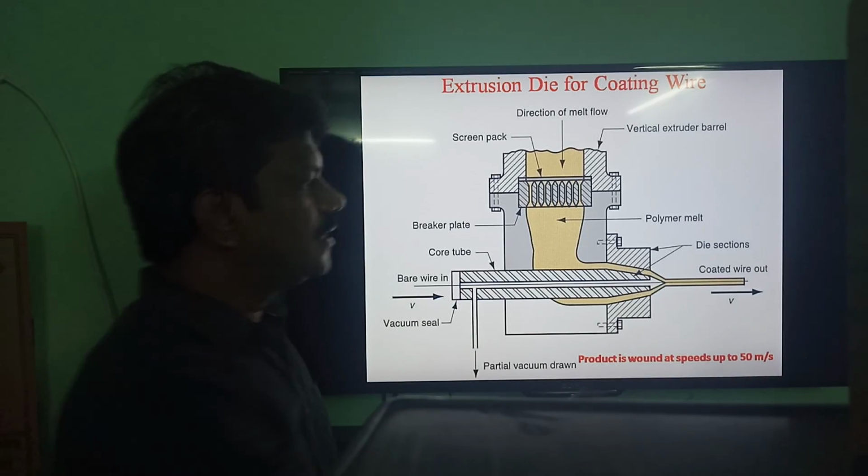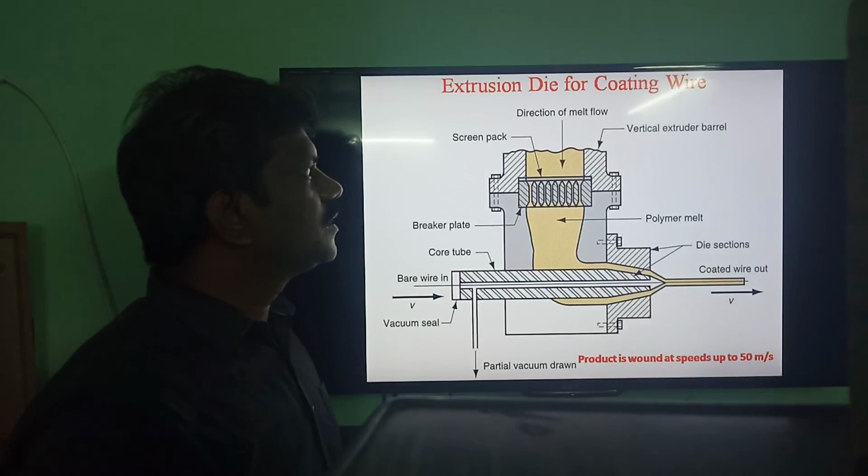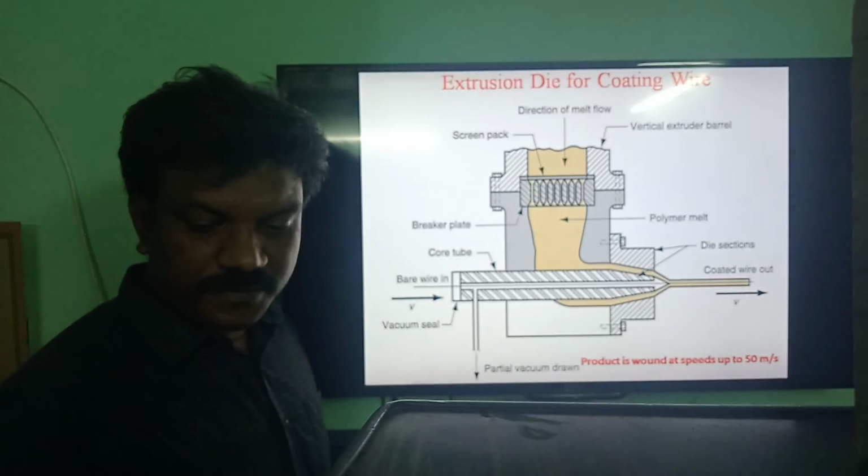Clear? Then it will be wound over the reels. Right. So this is the working procedure for coating the wire.